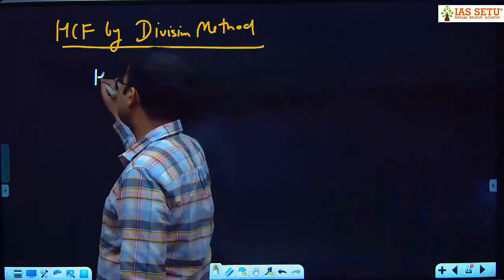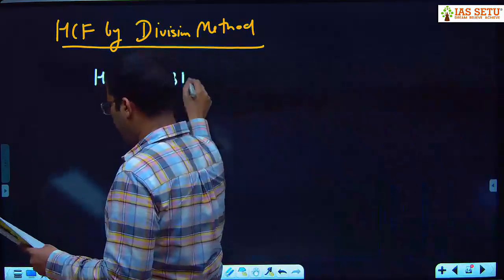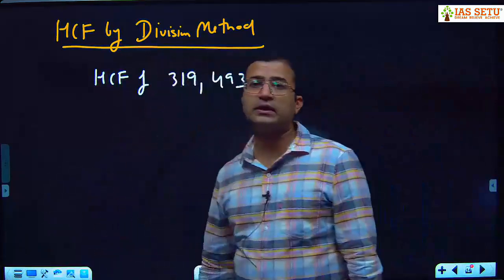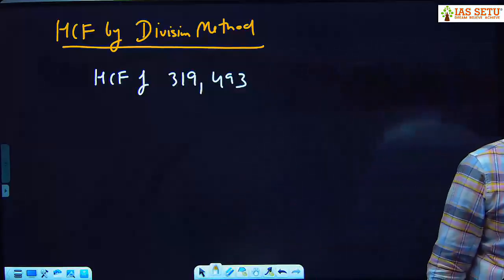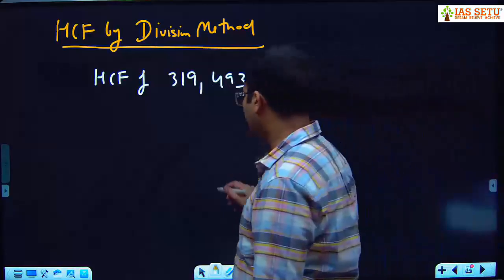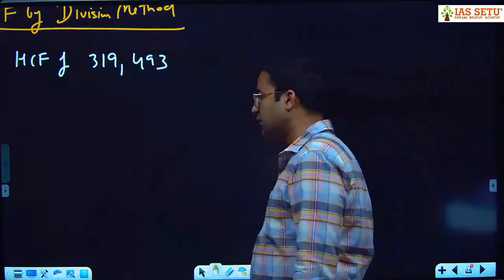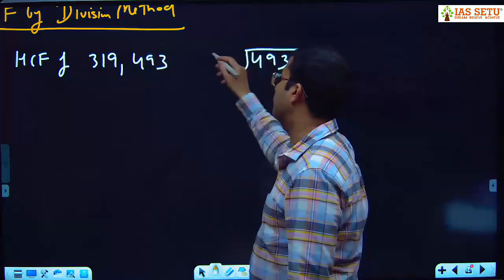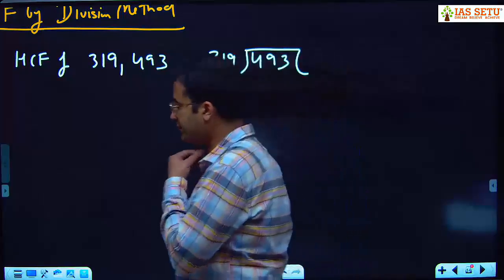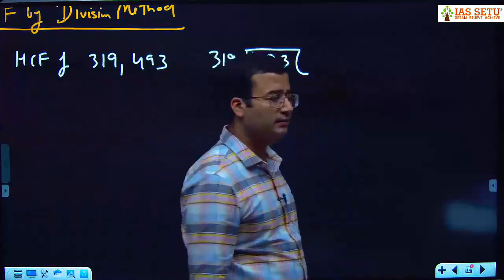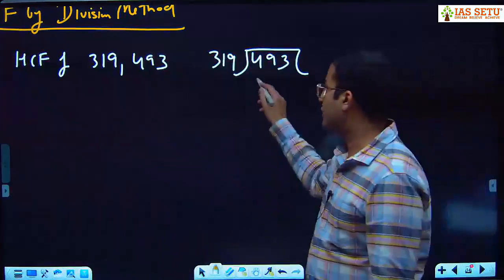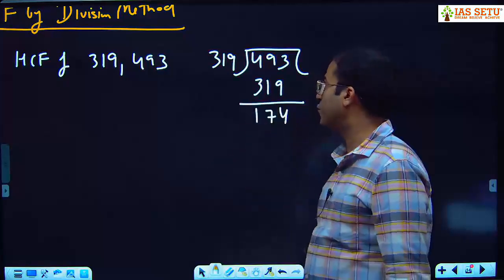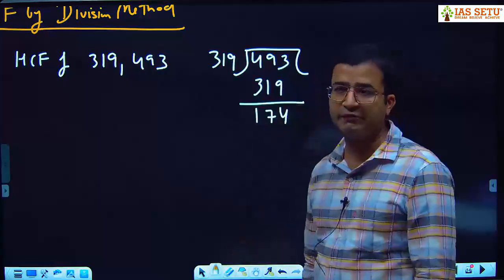If we have to find what is the HCF of 319 and 493, if you use the factorization method, that might be time consuming, क्योंकि सीधे सीधे factor नहीं समझ में आते. So for that we have another method, that is the division method. In the division method, we divide the larger number by the smaller number. So we get 319. Then we take the remainder. It is 174. 13 minus 9, 4, 174.